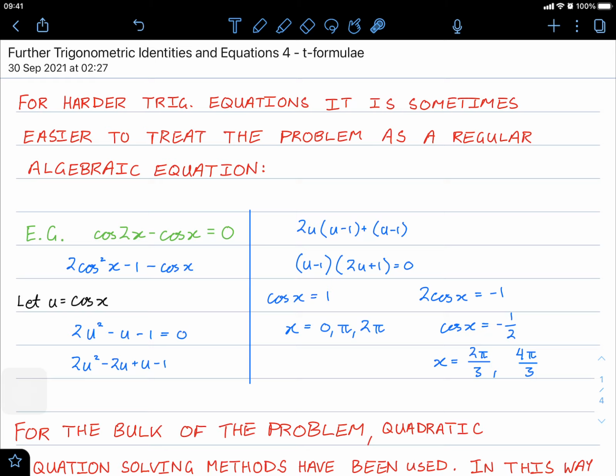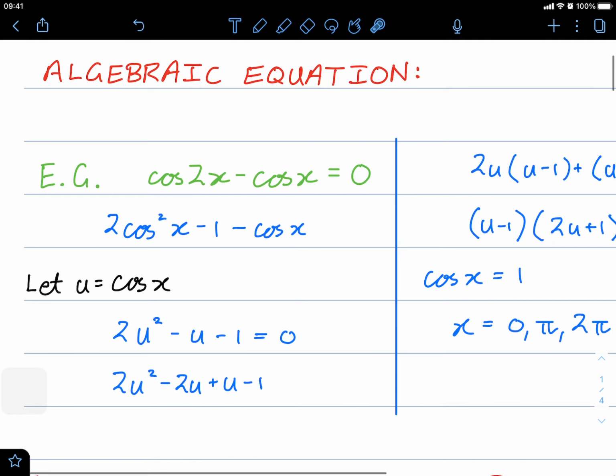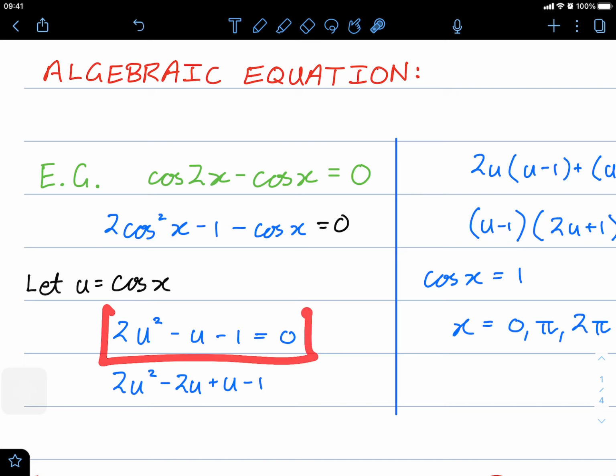For harder trig equations, it is sometimes easier to treat the problem as a regular algebraic equation. So if we apply our double cosine angle identity here, we would eventually get to this point. So that should also be equal to 0. But then from here, it might be more beneficial if we let u equal cos x, which will make this expression become 2u squared. This expression becomes negative u, and negative 1 stays as negative 1. And then from this point, you can solve as a quadratic.